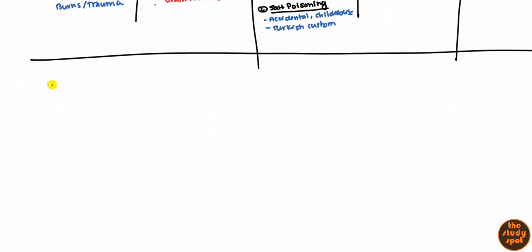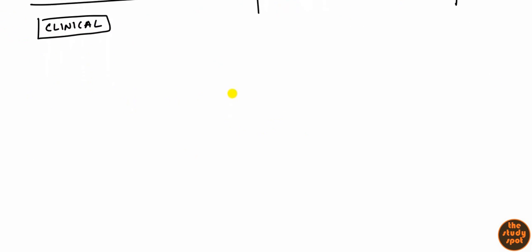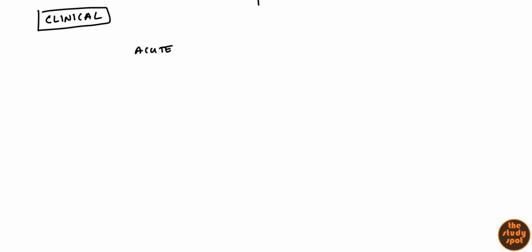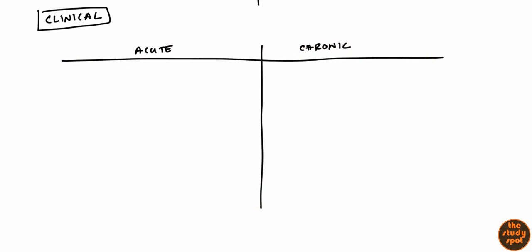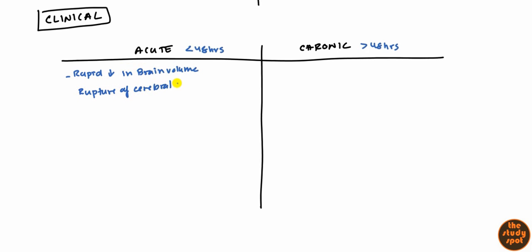Now let's go over the symptoms clinically. So again, when we talk about pathophysiology, we split them up into acute and chronic. Acute is generally less than 48 hours, and chronic is considered greater than 48 hours. In acute, you generally have a very rapid decrease in brain volume. And this rapid decrease in brain volume can lead to rupture of some of the bridging veins of the cerebrum, and then that can lead to subarachnoid hemorrhage.